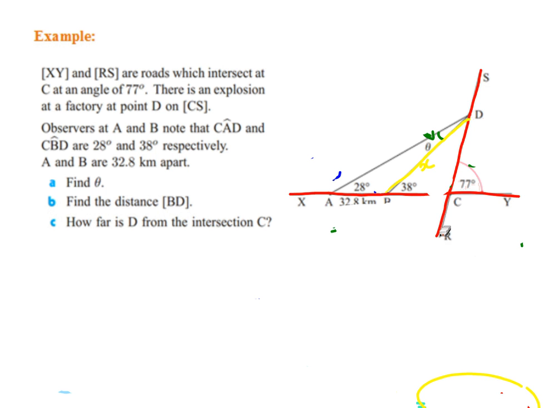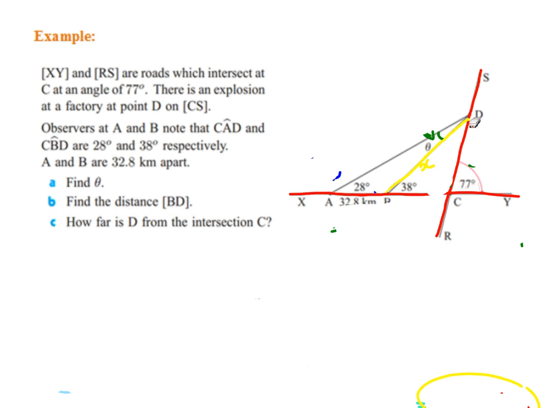So XY and RS are both roads that intersect at point C. Obviously XY and RS intersect at this point C. That's an angle of 77 degrees. So what do they mean? They just mean this angle here is 77 degrees. There is an explosion at a factory D, so something goes boom over here.